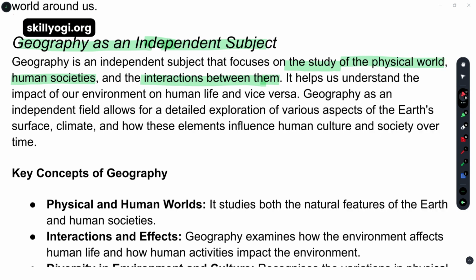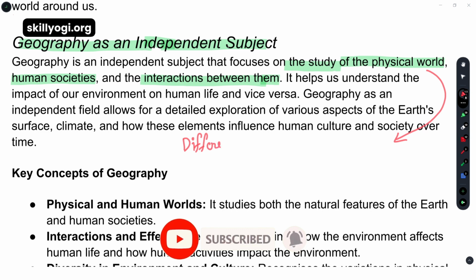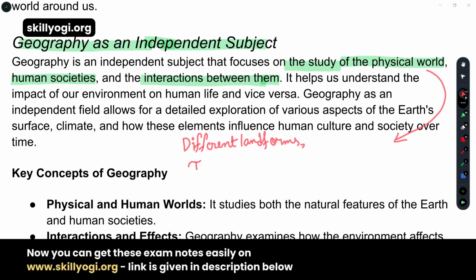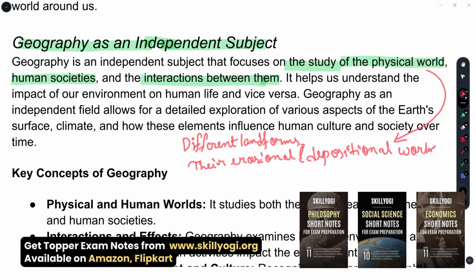The first thing written is the study of the physical world. What is it? Physical world means different landforms. One by one I am writing over there. You can also note down these things. Different landforms, they are describing their erosional and depositional work. And for this work they are making some landforms, that is also.